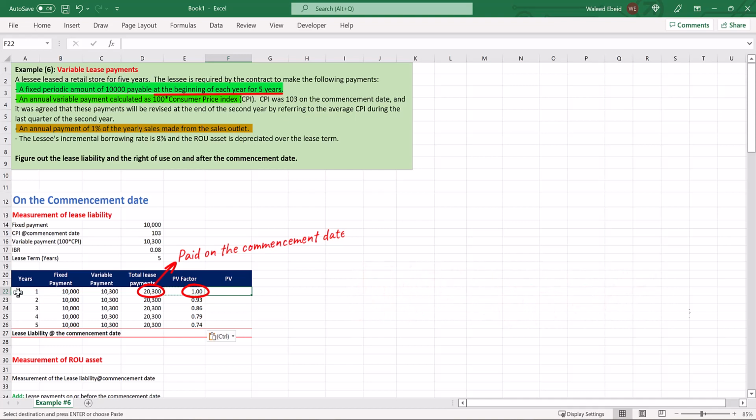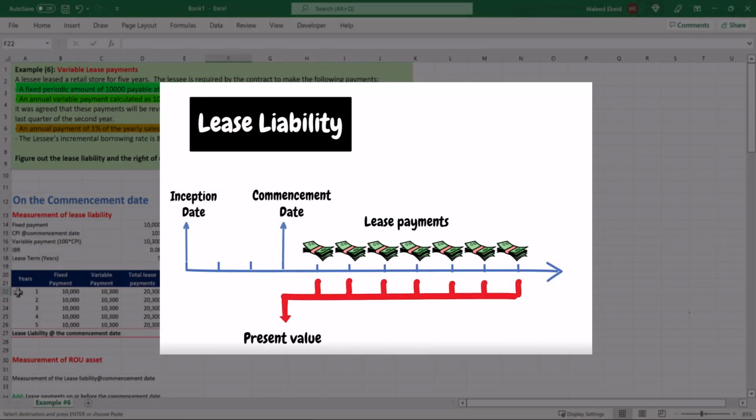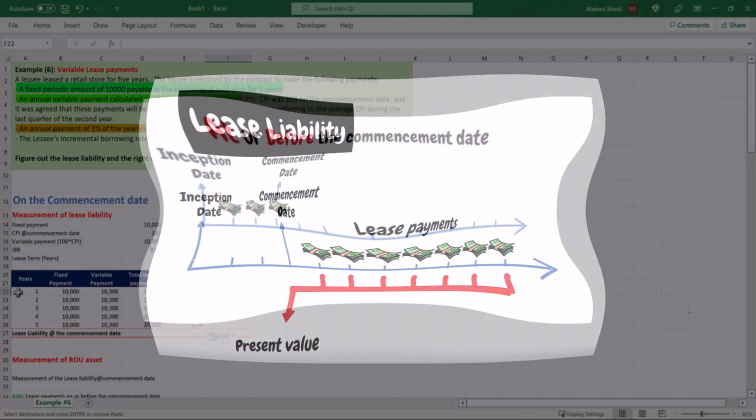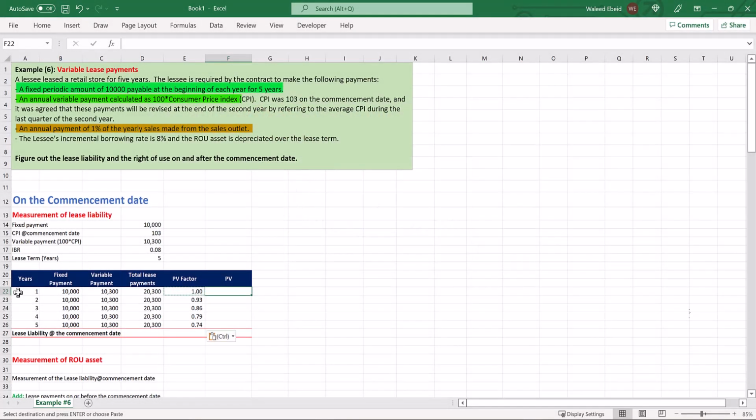Now, let us calculate the present value for each lease payment. The first lease payment is already paid on the commencement date, because as given in the example, the lease payments are made at the beginning of each year, and the standard defines the lease liability as the present value of the lease payments paid after the commencement date. Lease payments made on or before the commencement date are not included in the lease liability. Therefore, the first lease payment is not included in the calculation of the lease liability. Then the present value for the remaining lease payments. By summing up this column, we get the lease liability on the commencement date.